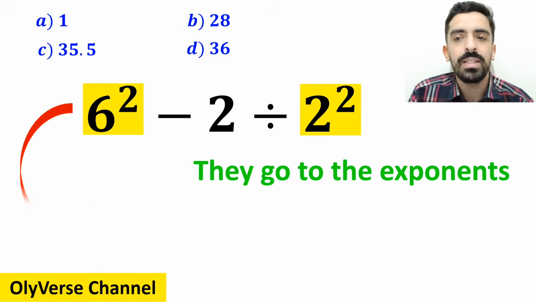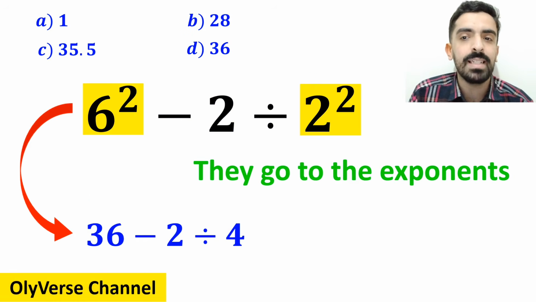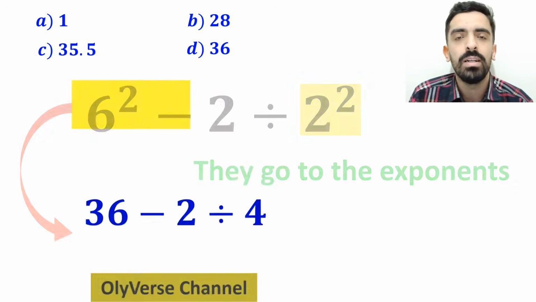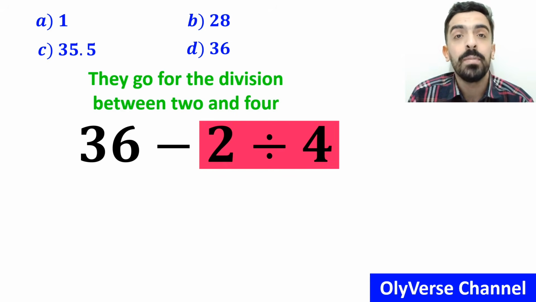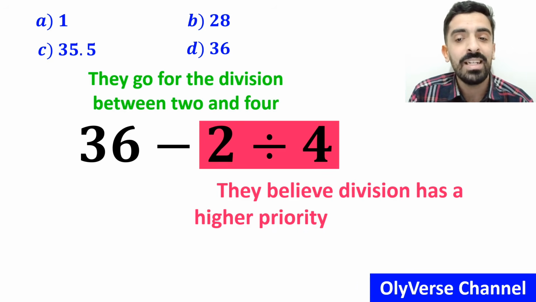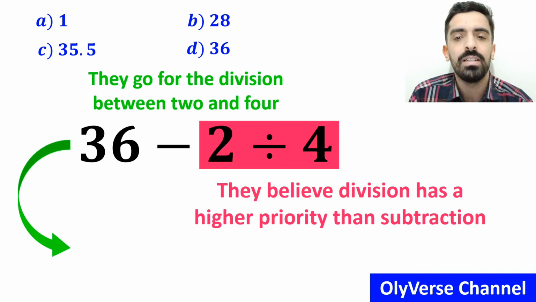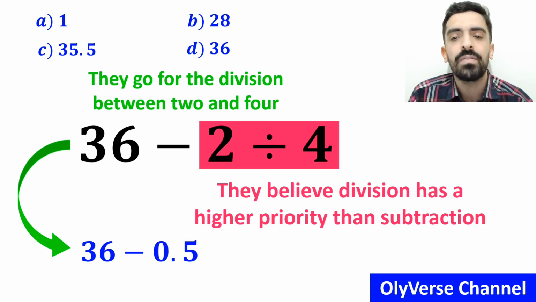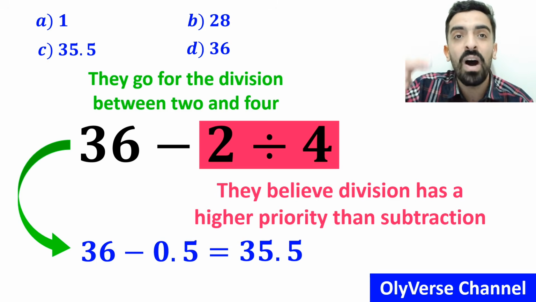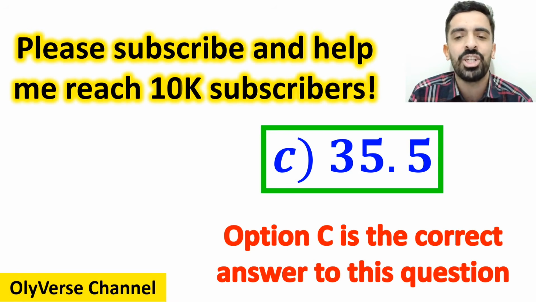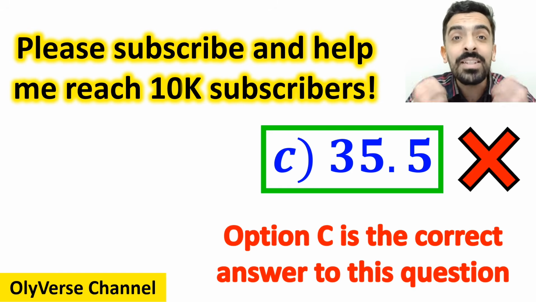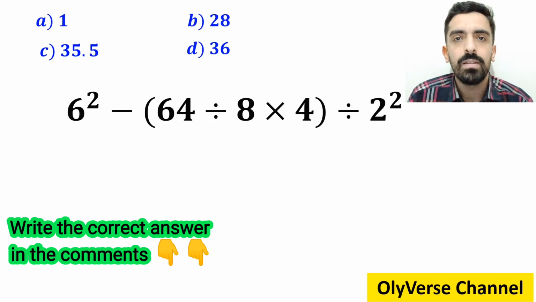Then, they go to the exponents and simplify this expression to 36 minus 2 divided by 4. And the final step, they go for the division between 2 and 4 because they believe division has a higher priority than subtraction. So, they rewrite this expression as 36 minus 0.5, which finally gives them the answer 35.5. Then, they quickly say that option C is the correct answer to this question. However, it's not the correct answer to this question.